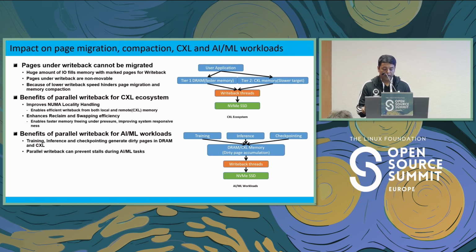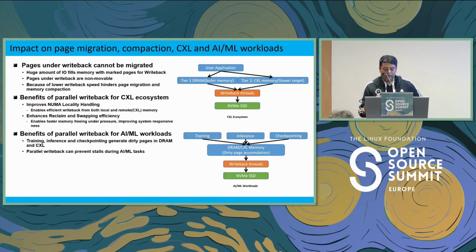Pages under writeback cannot be migrated. They are marked as unmovable pages in the RAM, and they cannot be moved from one place to another. So it will hamper the page migration. If a lot of IOs are happening, the RAM will look like it has more unmovable pages, and that hampers page migration. Page migration being hampered means we will have compaction issues: we cannot move and compact the RAM and make it less fragmented at a point in time. And it will increase the memory fragmentation also because of these things.